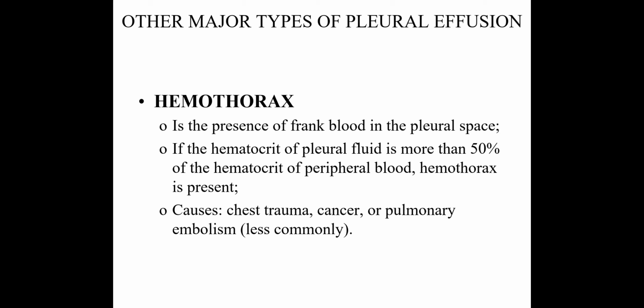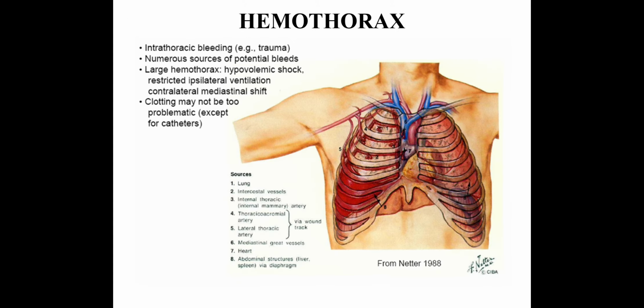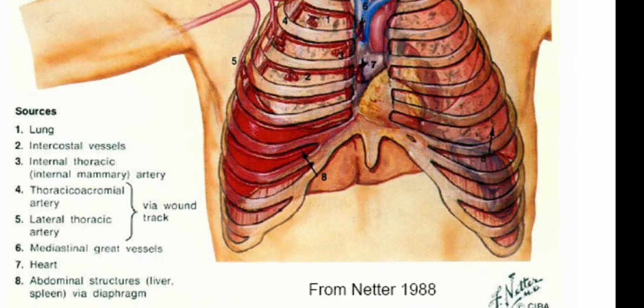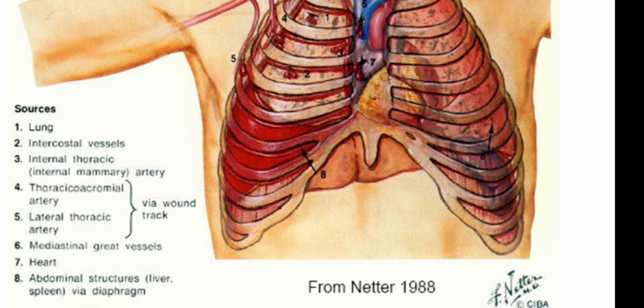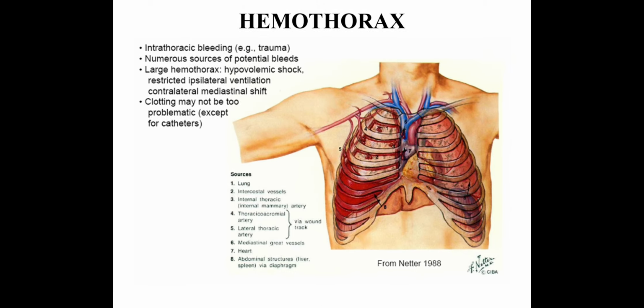Hemothorax is the presence of frank blood in the pleural space, and the hematocrit of the fluid is more than 50% of the hematocrit of peripheral blood. Hemothorax is present if these are present. Causes: chest trauma, cancer, or pulmonary embolism. Patient with a hemothorax on the right side.